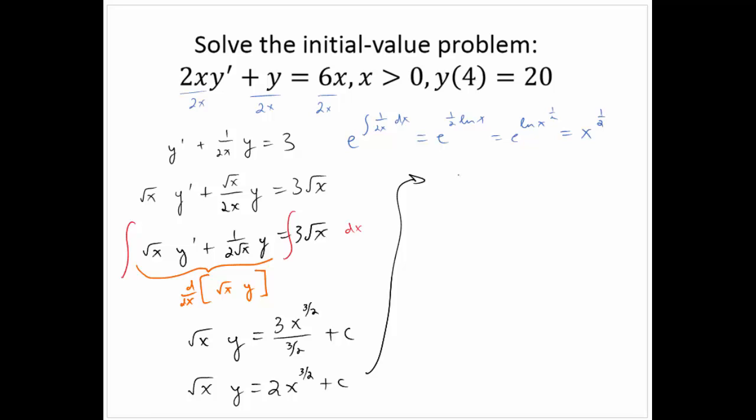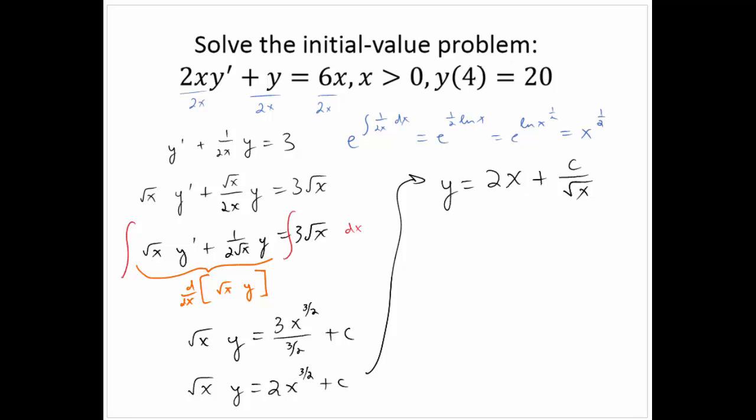Dividing through by the square root of x, y would equal 2 x to the 3/2 divided by x to the 1/2, which would be just x. And then we'd have plus c over the square root of x.